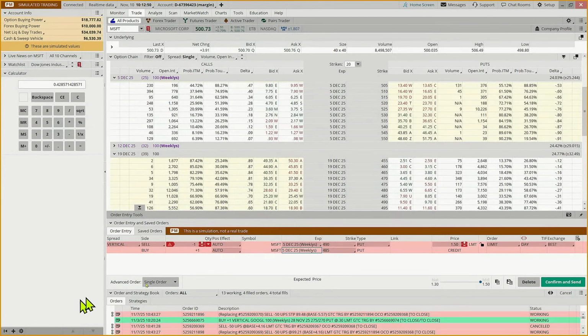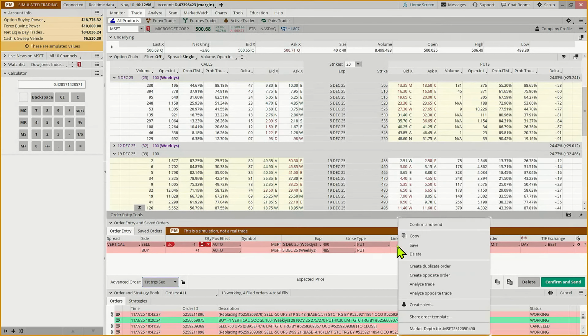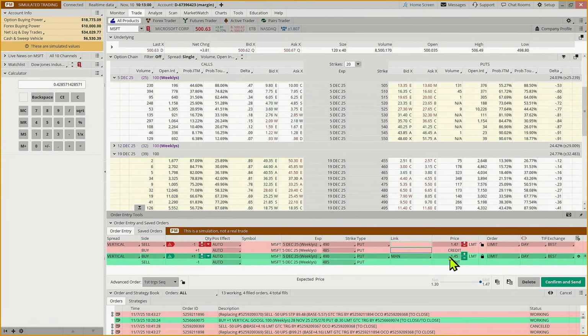Okay, so single order, first trigger sequence. In our example trading plan, we've said to ourselves we'd like to exit this when we've got 80% of our max gain. Now, some might say, I want to let it expire worthless. Some might want 90%, getting out when they've got 90% of their max gain. We're saying, hey, we got 80%, we're good.